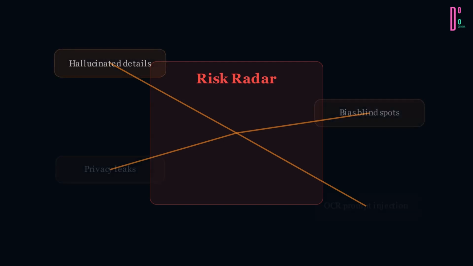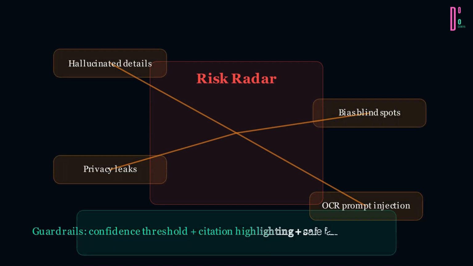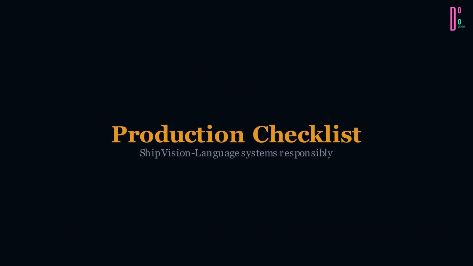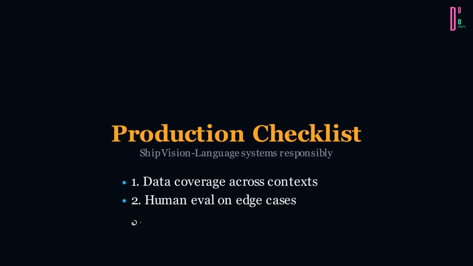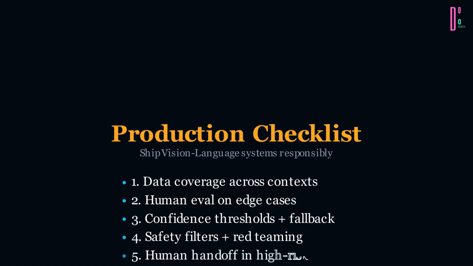Before shipping, use this 5-point checklist. Point 1. Data coverage across environments and demographics. Point 2. Human evaluation on hard edge cases. Point 3. Confidence thresholds with safe fallback. Point 4. Safety filters and red team stress testing. Point 5. Human handoff for high consequence decisions. That's your launch baseline for vision plus language.